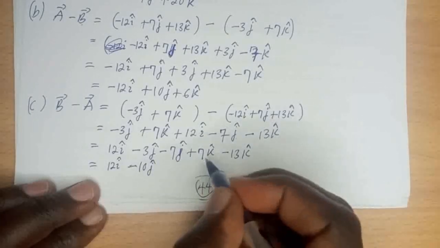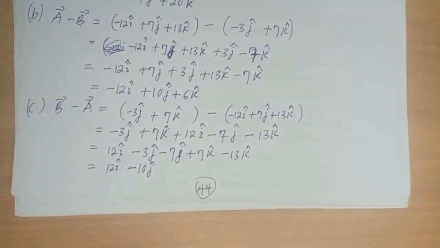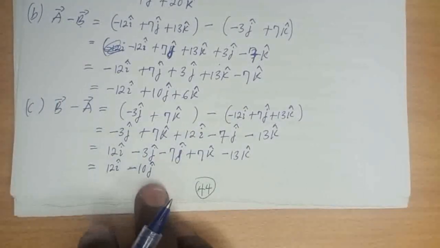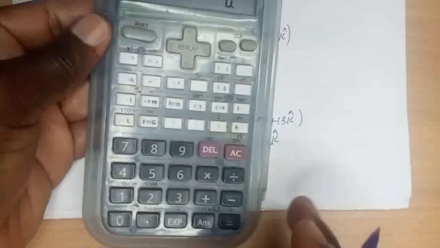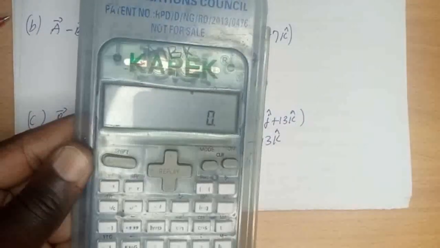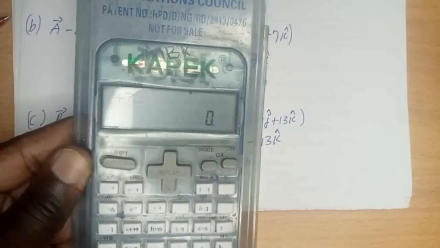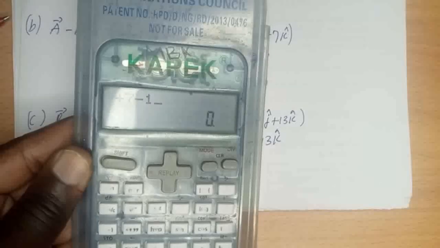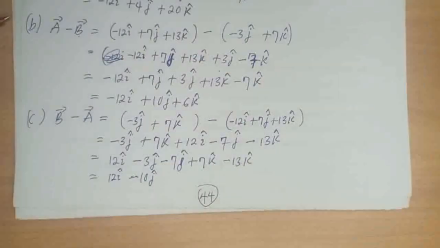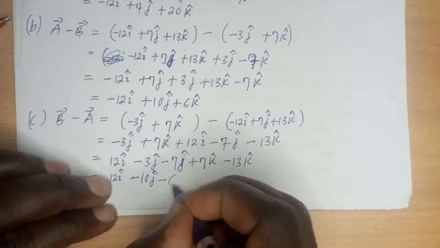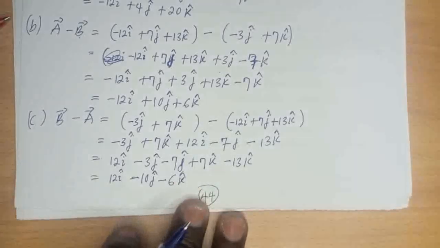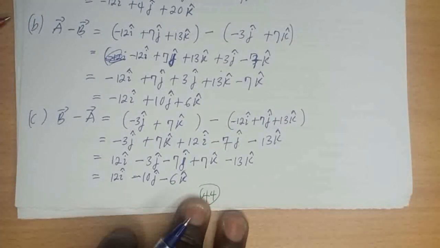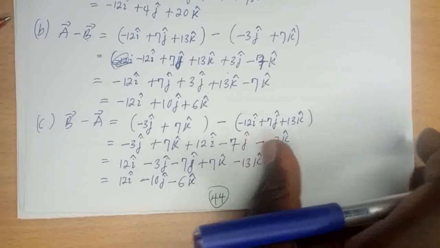Then here 7 minus 13, so you bring your calculator and press that again. Plus 7 minus 13 will give you minus 6. So you have minus 6 k cap. This is your vector B minus vector A. Okay, then we quickly move on to the D part of the problem.